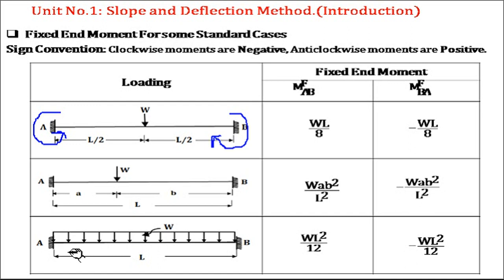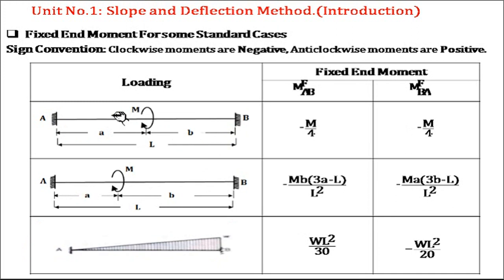In the next case, a fixed beam subjected to a UDL. At joint A it will be in anti-clockwise direction, at joint B it will be in clockwise direction, so both the moments' value will be the same, only at joint A it is in anti-clockwise direction, at B it is in clockwise direction, so it will be WL square upon 12 at A and minus WL square upon 12 at B.